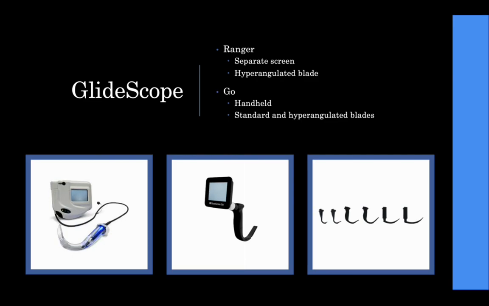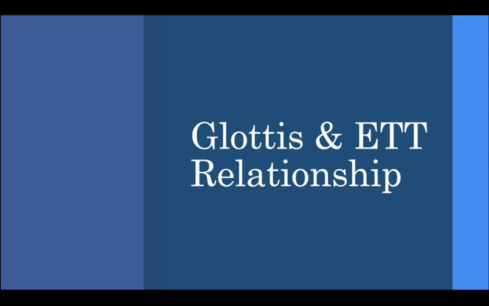but you get an additional pack around the corner. Now, the GlideScope is an example of a hyperangulated blade. The older version of the GlideScope is the Ranger. This had a separate screen from the blade. The newer version, the GlideScope Go, has the screen right on top of the blade. A big benefit to this device, along with the AirTrack and the McGrath, is it has pediatric blades. You can use a standard geometry like a Macintosh or Miller with the GlideScope or the hyperangulated.